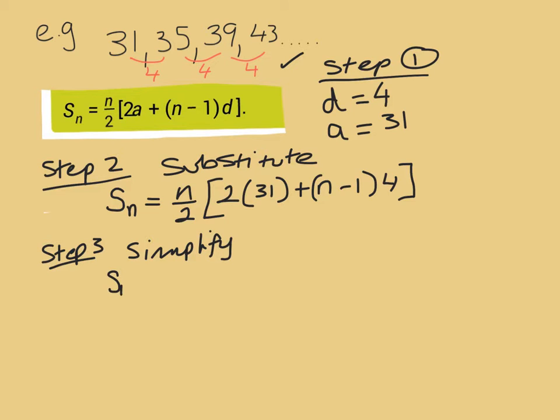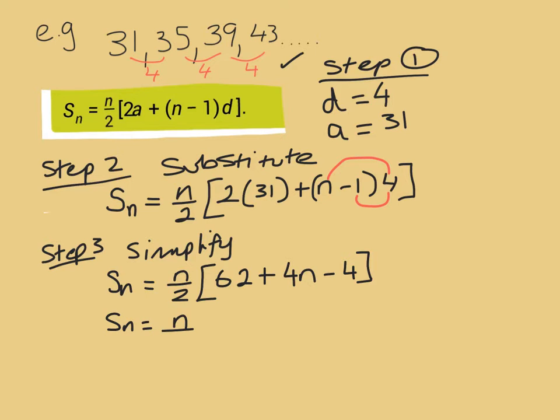So we have Sn equals n over 2, and I'm just going to leave that for a second. So 2 by 31 is 62, plus, and remember, we need to multiply the 4 by the first term here, and then we need to multiply it by the second term. So I get 4n, and 4 by minus 1 gives me minus 4. So I have Sn equals n over 2, then 62 minus 4 gives me 58, plus 4n.